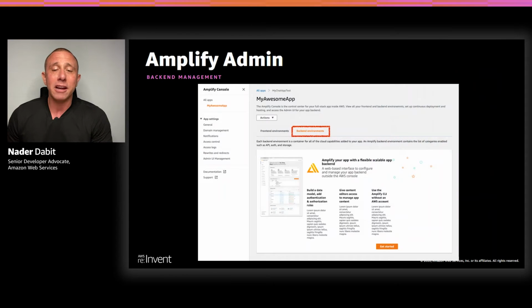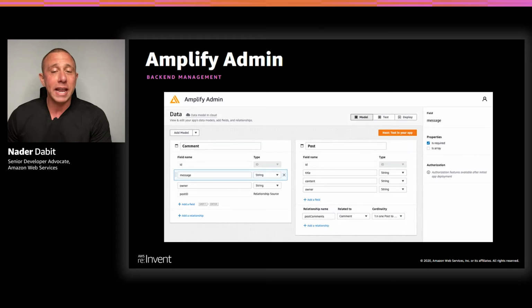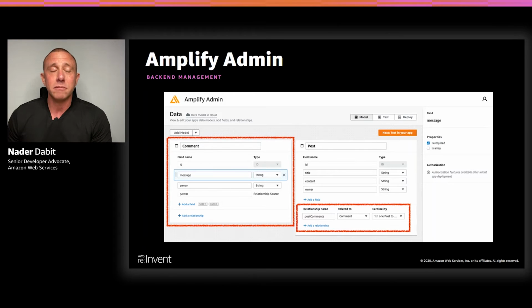Once you click on backend environments, if there is no backend environment there yet, you can click Get Started to walk through the setup of a new backend. The admin UI will walk you through enabling authentication as well as your data layer. And you can do things like configuring your data model itself, along with relationships and authorization rules, as well as authorization configuration. So you can set up things like public access, private access, or fine-grained access control.